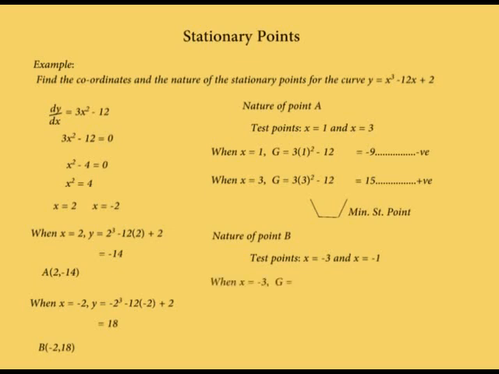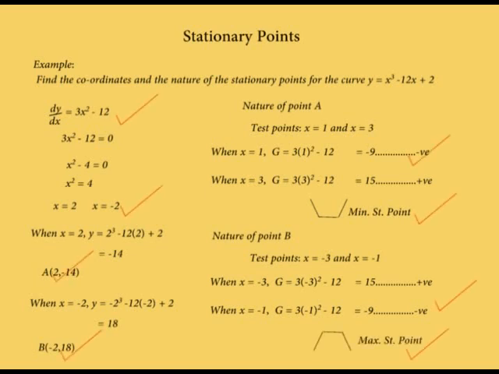When x is equal to negative 3, the gradient will be 3 into minus 3 squared minus 12. That gives us 15, positive. When x is equal to negative 1, substitute in the gradient function. That will give us 3 into minus 1 squared minus 12, which gives us minus 9, negative. So the gradient changes from positive to 0 and then to negative. It is a maximum stationary point.